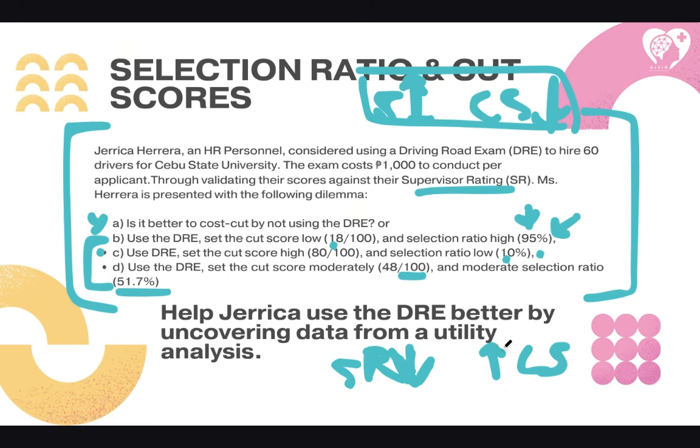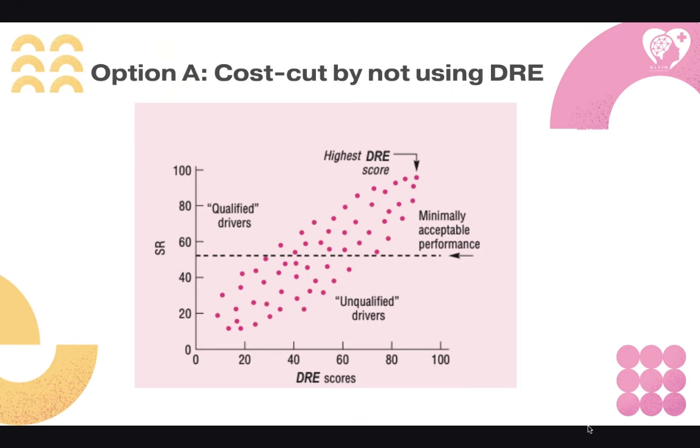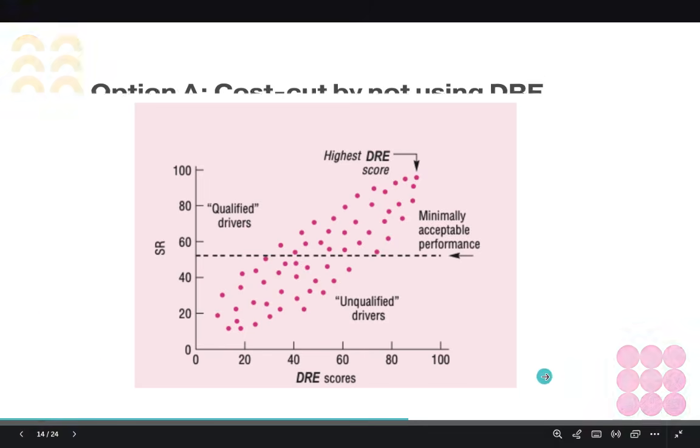Why bid applicants goodbye? Because your cut score is high, many will be dismissed since they did not appeal to your standard. So we will go through them one by one, starting first with option A. Option A is the dilemma wherein the exam will not be used. Okay? So it is cost cutting by not using an exam.